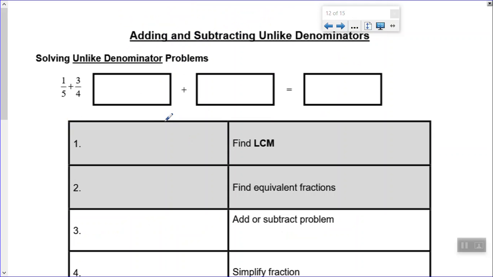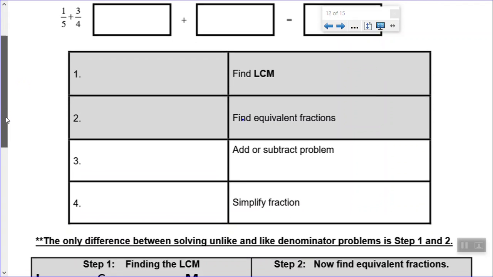So let's go over the steps. To solve unlike denominator problems, you have to find the LCM. Second step, you find equivalent fractions. Third step, add or subtract. And if you have to, you simplify the fraction.